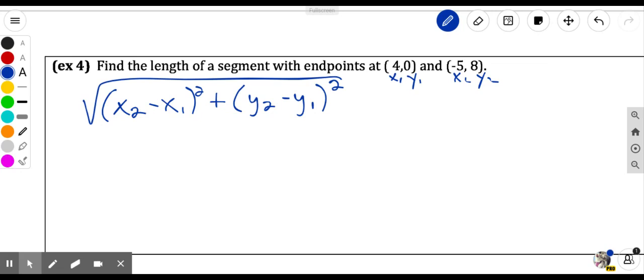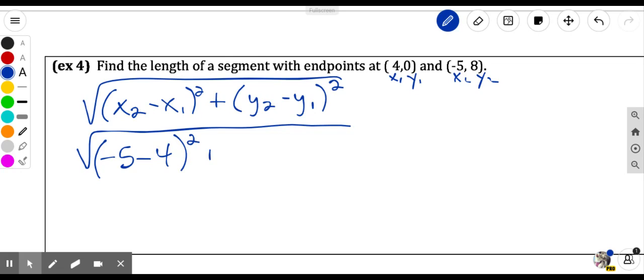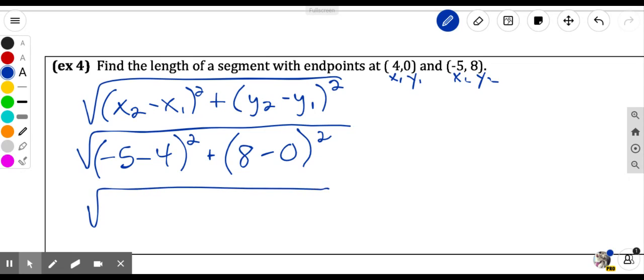Okay, so now I'm just going to plug in. So I'm going to do my big square root symbol. x2 is -5 minus x1 is 4, and that's squared, plus y2 is 8 minus 0. Notice every time I'm drawing the big square root symbol, you should be doing the same. Okay, so -5 minus 4, I just said the answer. -5 minus 4 is -9. 8 minus 0 is 8.